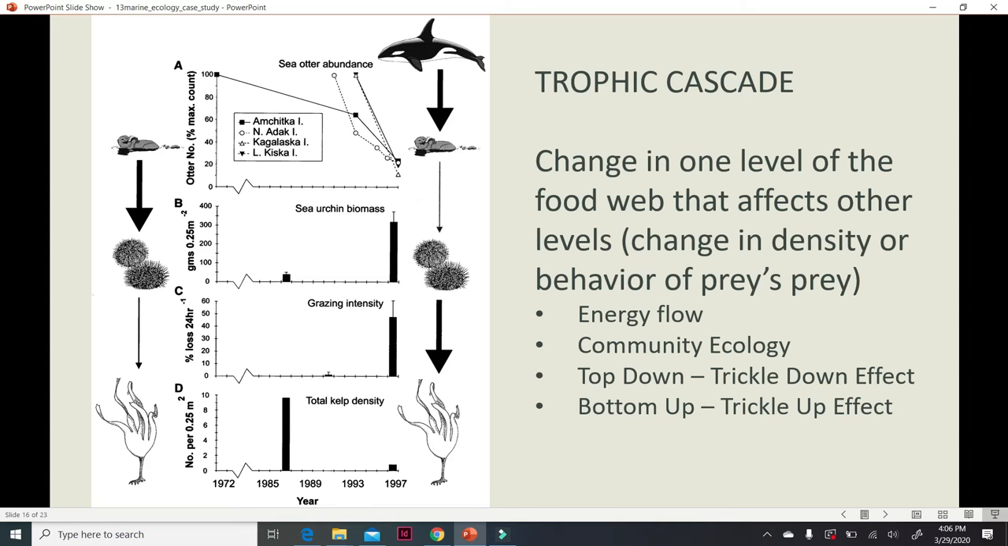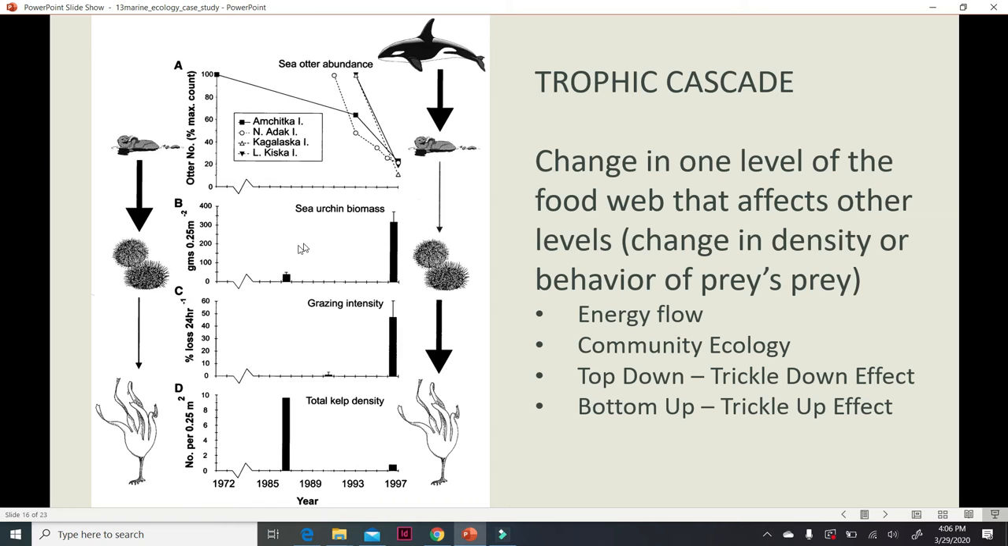So what we see is a change in our food web, all right? And we see this in the data that they present here. For all of these, the x-axis is time, and we have 4 different things they're measuring. The first one is otter abundance, all right? And we can see this is percent of the maximum ever counted. So we can see that starting in about 1990, the population of otters plummeted, right? So the otter population went down.